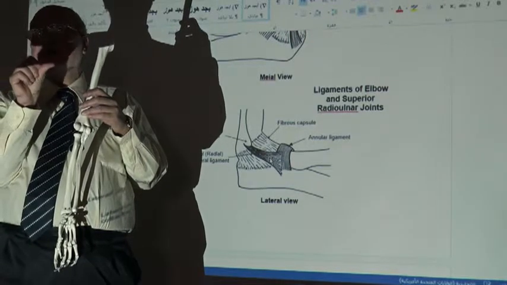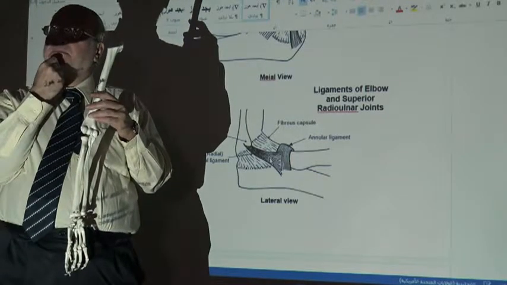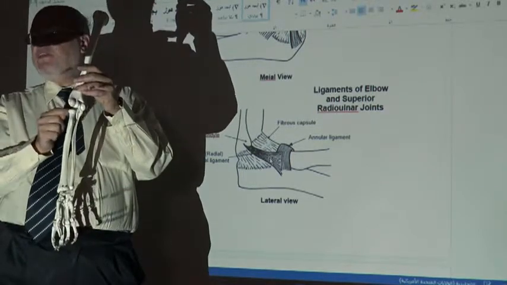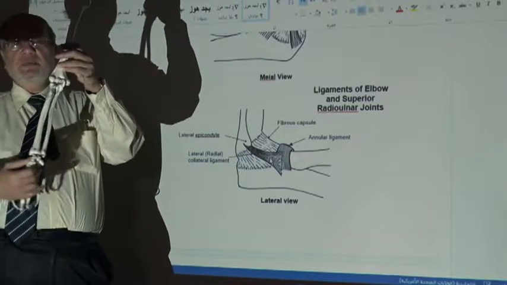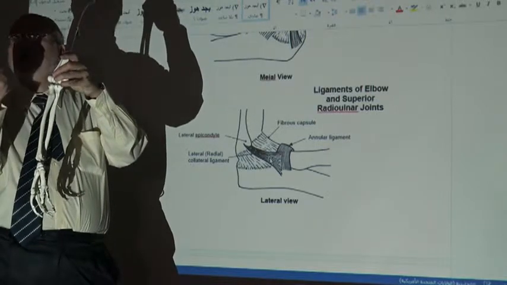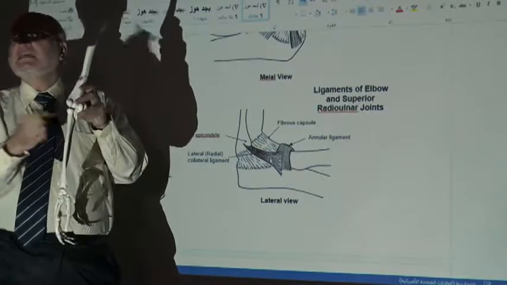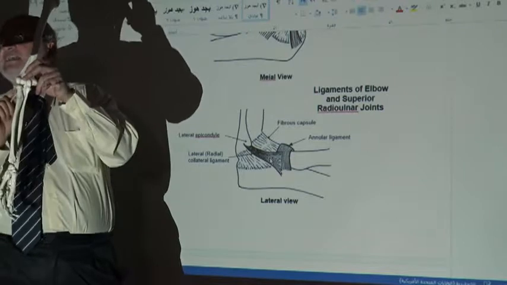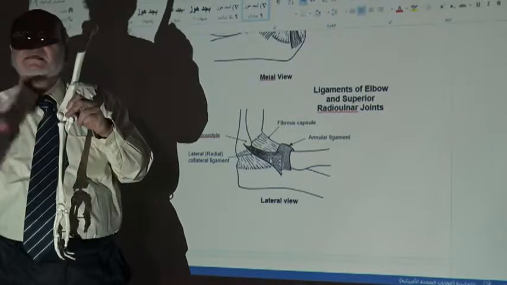The radial notch of the ulna articulates with only one quarter of the circumference of the head at any time of pronation and supination. At any time, only one quarter of the circumference of the head comes in articulation with the radial notch of the ulna. The remaining three quarters is surrounded by the annular ligament.